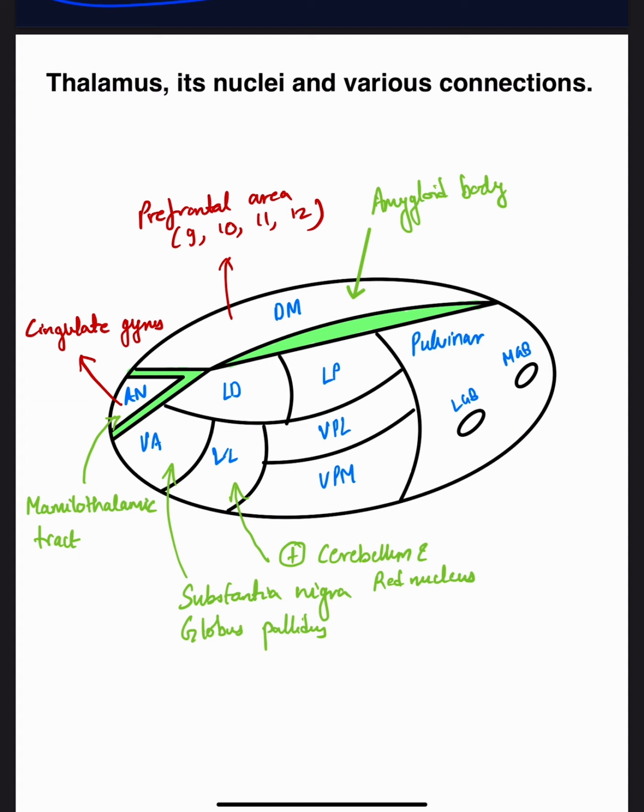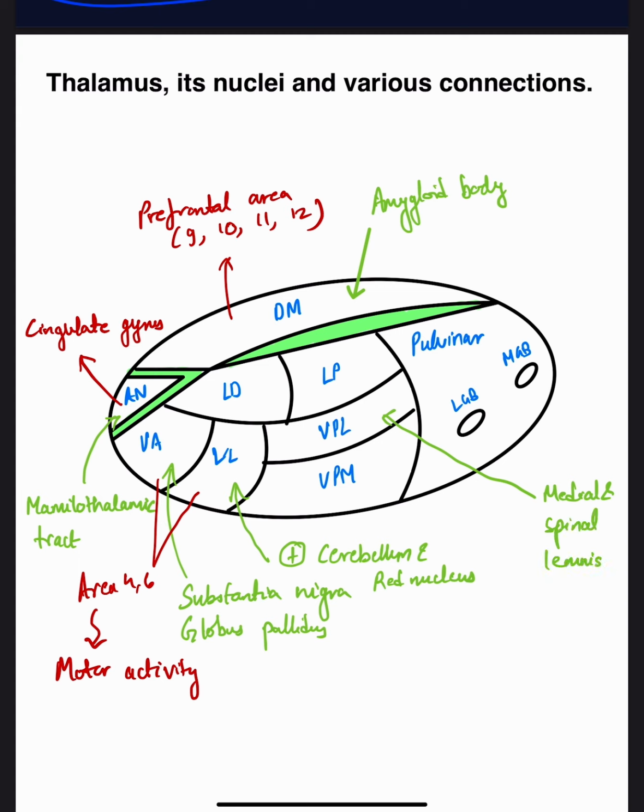Both the impulses from the ventral anterior and the ventral lateral go to areas 4 and 6, which are responsible for motor functions, for motor activity. Now VPL and VPM. VPL receives its impulses from the medial and spinal lemniscus, which are also known as the spinothalamic tracts and the dorsal tracts, the ascending sensory tracts. And VPM receives its impulses from the trigeminal lemniscus.